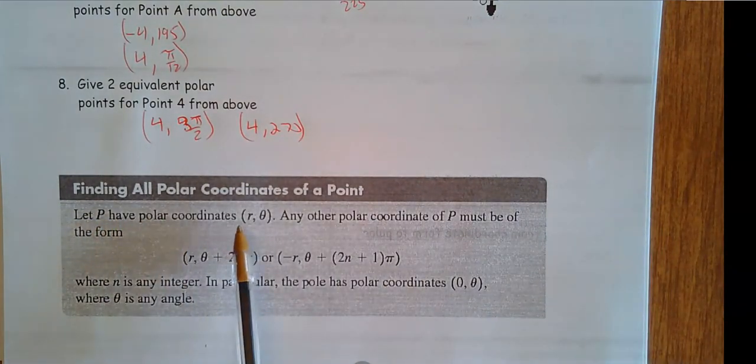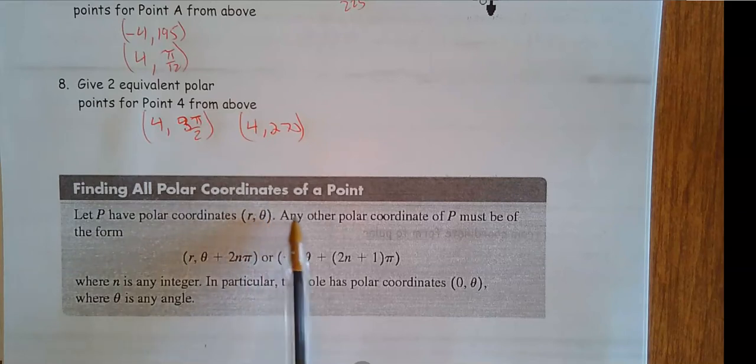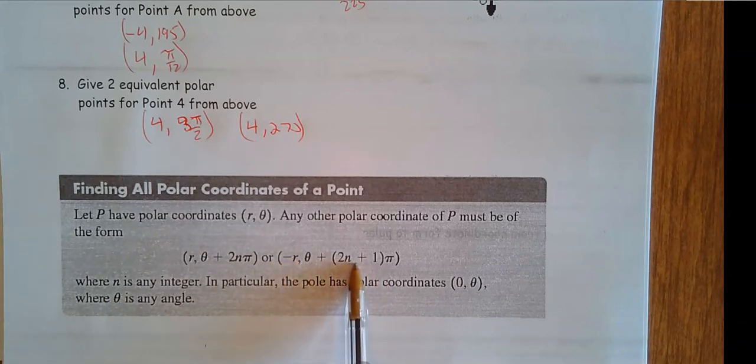You let P be (r, theta), then you could basically just add any number of 2 pi's, or you could do the negative r, which means go backwards, and just add an odd number of pi's. So you could add 1 pi, 3 pi, 5 pi, because that would give you that 180 turn and then go backwards. Yeah, so there's some different ways of doing that.